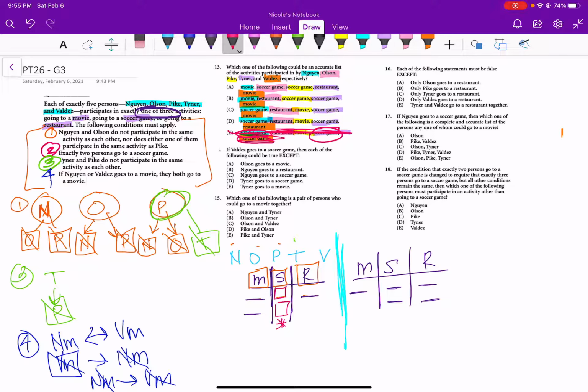So soccer game. And here we have an issue in A already because we have O going to a soccer game and we have P going to a soccer game, and they can't do the same thing. So A is wrong. In B, we have O going to a restaurant, and that's the only one going to a restaurant, so that's okay. In C, we have O going to a restaurant. Same thing, cool. And then in D, we have O going to a restaurant with Velez, and that's okay.